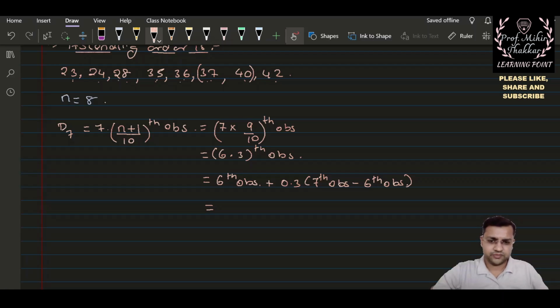So let us see. The 6th observation is 37 plus 0.3 multiplied by (40 minus 37), which is equal to 37 plus; 40 minus 37 is 3, and 3 into 0.3 will give me 0.9. So friends, the answer has to be 37.9 for the value of your D7.